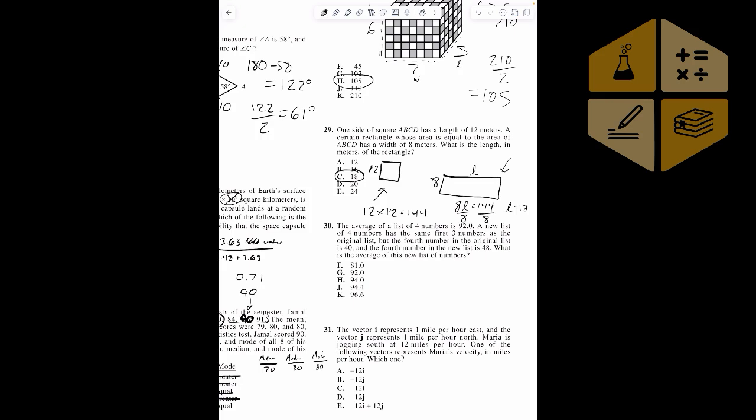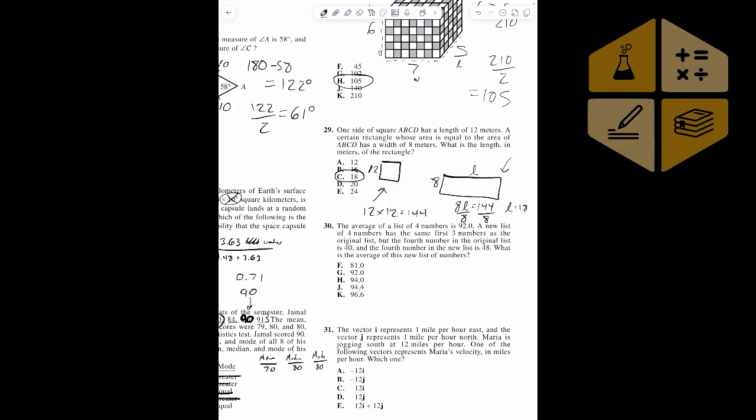Number 30. The average of a list of 4 numbers is 92. A new list of 4 numbers has the same first 3 numbers as the original list, but the 4th number in the original list is 40, and the 4th number in the new list is 48. What is the average of this new list of numbers? Okay, this question on the surface seems impossible. I'm guessing the average student is going to be rereading this question 3 times and just guessing. So I want to simplify this as much as I can.